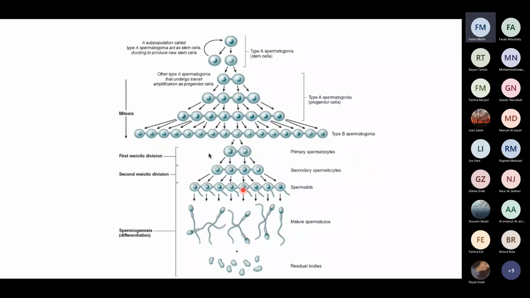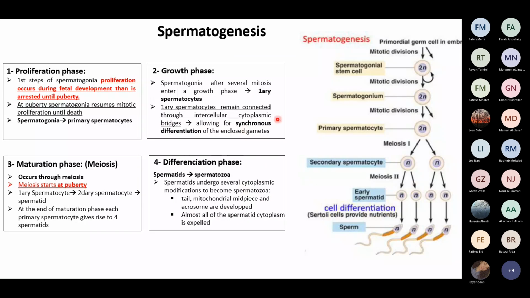So those bridges are not limited to the growth phase. And during the growth phase also, the primary spermatocytes will remain connected through intercellular cytoplasmic bridges, which will allow the synchronous differentiation of the connected gametes.